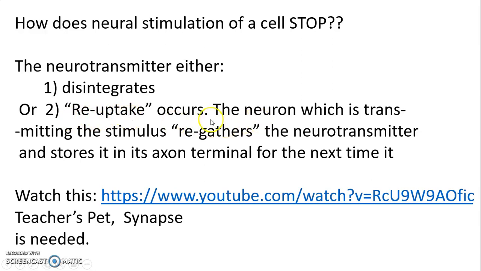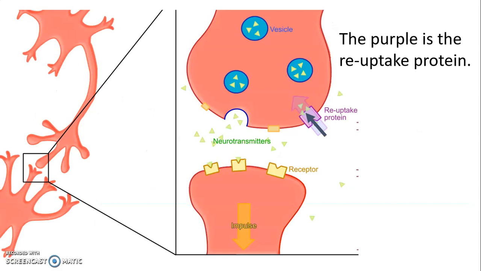That's just a fancy name for the sending neuron to regather or reuptake the neurotransmitter. And it's going to store it in its axon terminal for the next time. So let's look at what that looks like. Here we are. Here's the sending neuron. Here's the receiving neuron. This picture reminds us what's happening here: the axon terminal and the dendrite of a new neuron.